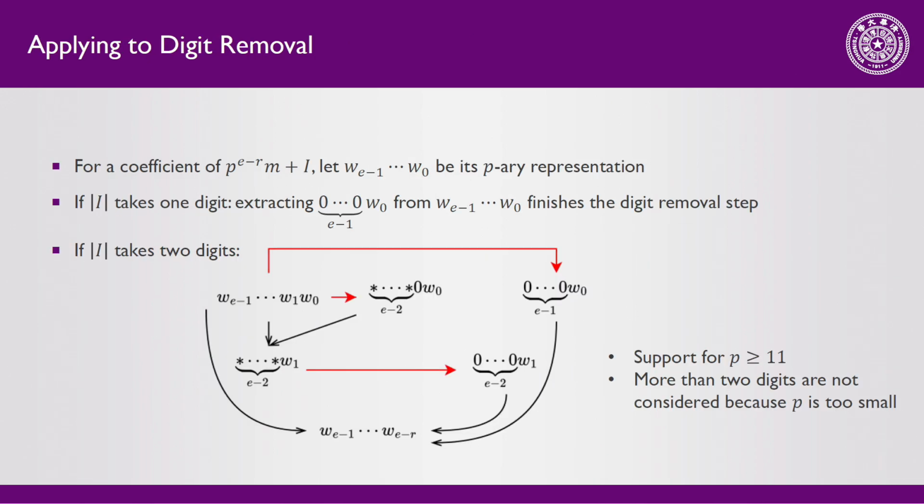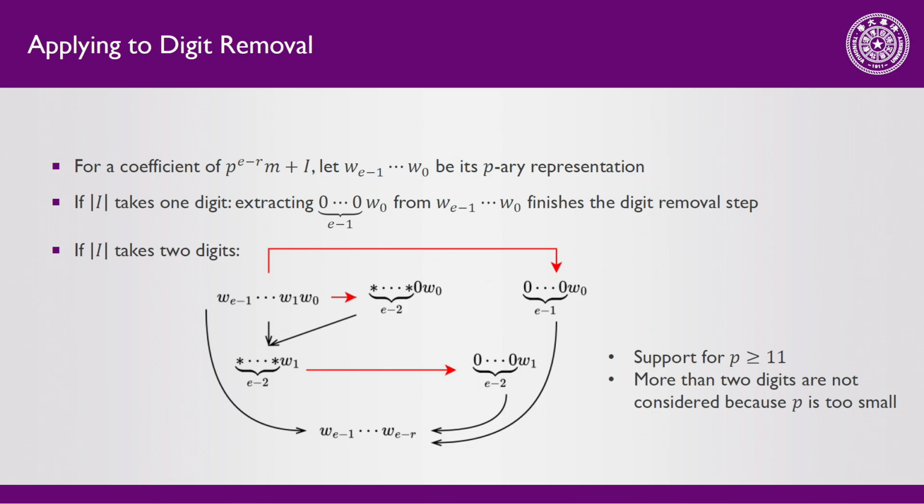Now we apply the null polynomial to digit removal. And we consider two cases. The first case is where the error term I has only one p-ary digit. So now extracting the lowest p-ary digit will just remove the I and finish the digit removal step. And we can directly apply the null polynomial in this case. In the second case, if I has two p-ary digits, we follow the traditional digit removal algorithms to remove the two digits one by one iteratively.